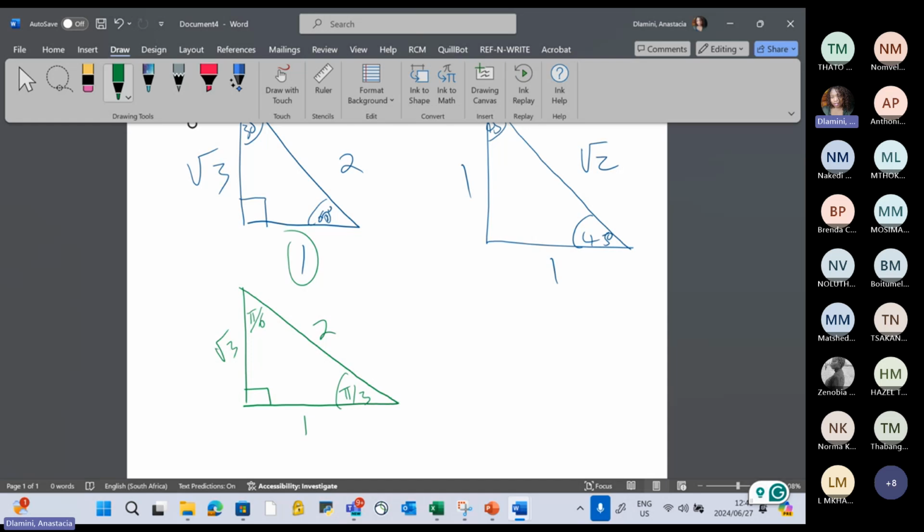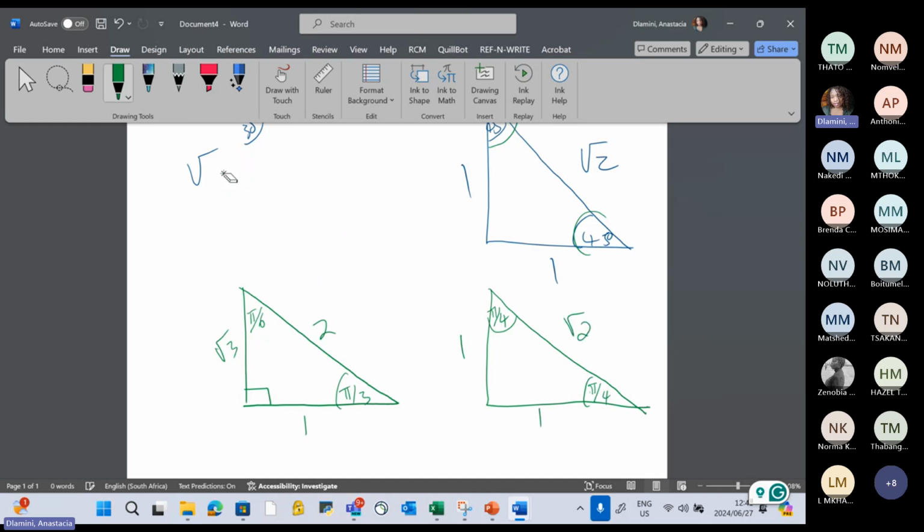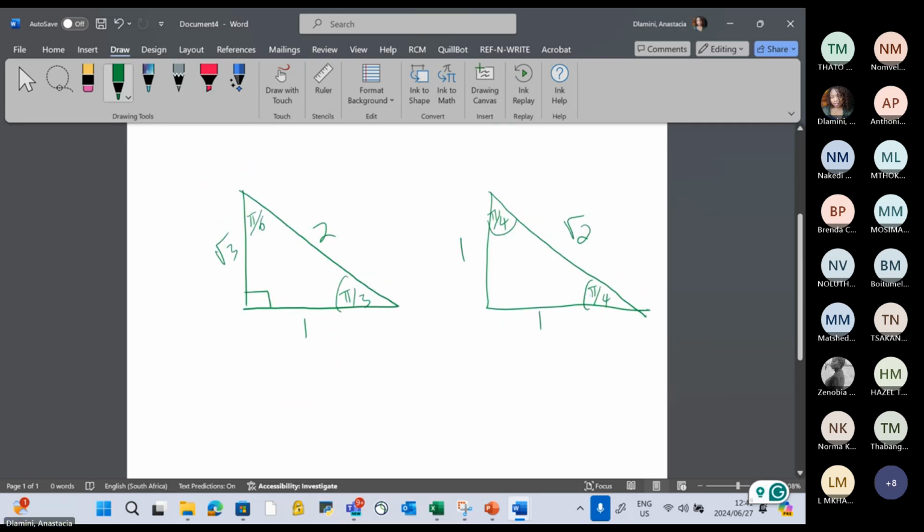Then let's come to this one. We are changing these angles into radians. So what is this one? It will be pi over 4, and this one will be pi over 4. This one will be 1, 1 and square root of 2. So meaning that we are forgetting our grade 10 work. Now we are in radians. Are we all together there? Yes, ma'am.